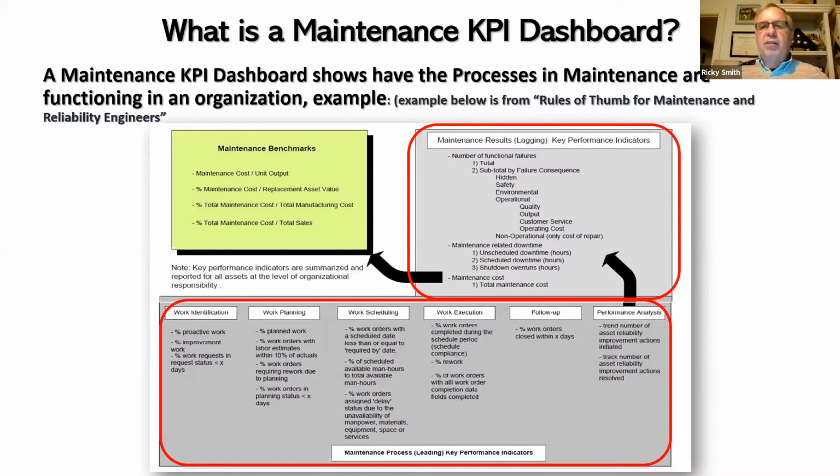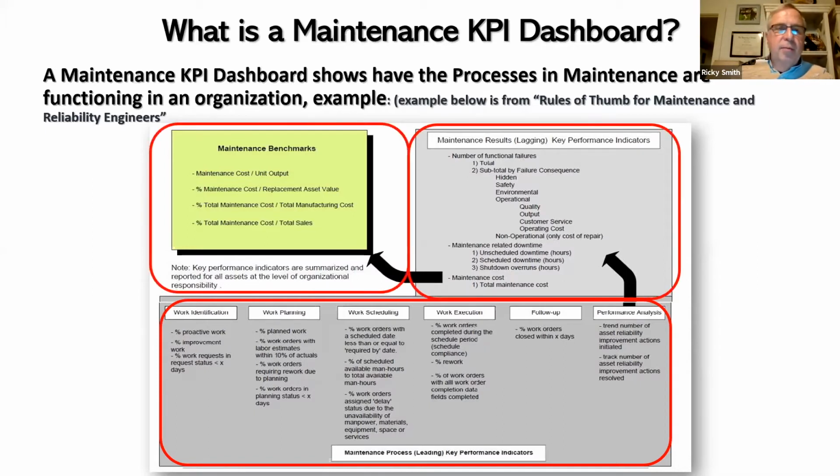The lagging indicator is the number of functional failures total, and then subtotal by failure consequence: hidden, safety, environmental, operational, and so on. And then maintenance-related downtime, unscheduled and scheduled, shutdown overrun, and maintenance costs. And there are other ones too. So we look at our benchmarks: maintenance cost per unit output, maintenance cost as a percentage of replacement asset value, and total maintenance cost as a percent of total sales.